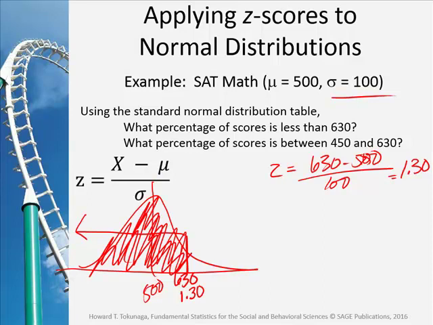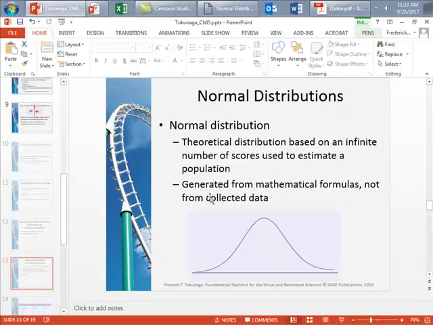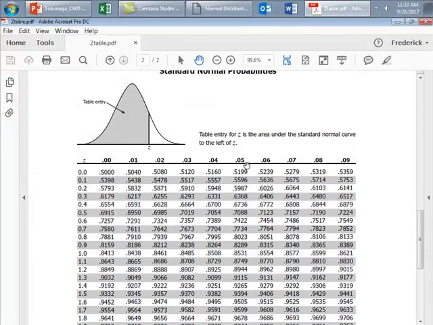That's standardizing. So no matter what curve I have, with whatever mean and standard deviation I have, I've taken my scores and standardized them. Now I can look on my z-table. So this is what I've given you.